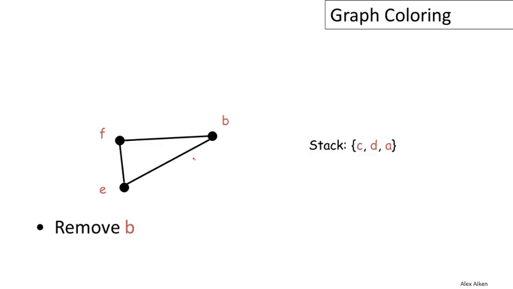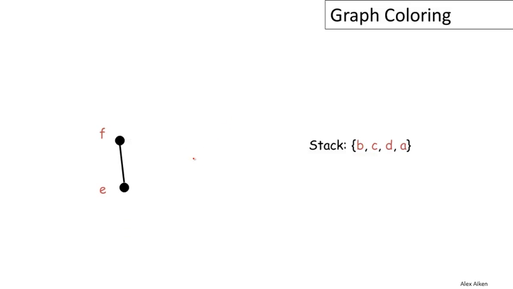Now picking another node, we can remove B. Now we're down to just a 2-node graph. Let's pick E and remove it from the graph. Now we're down to just a 1-node graph, and we remove F from the graph. Now the graph is empty, and we have our stack. All we've really done in this procedure, the goal of this first phase, has been to put an order on the nodes of the graph. This is the order in which we should assign colors to the nodes of the graph.